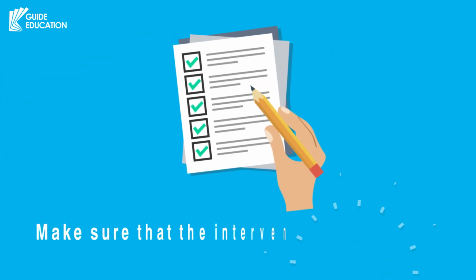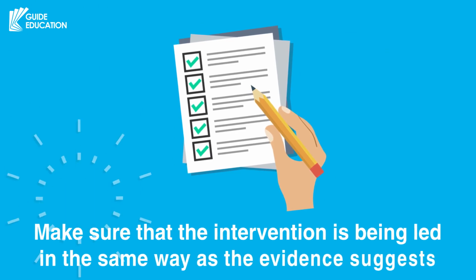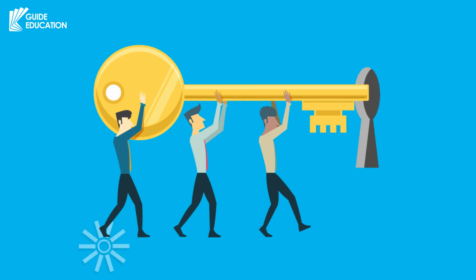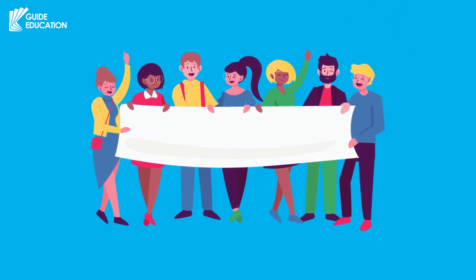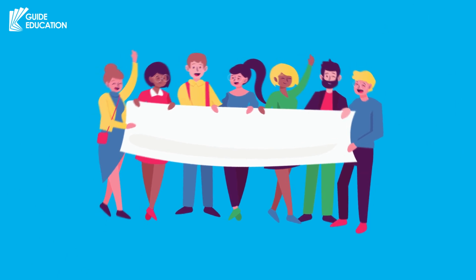Then you want to make sure that the intervention is being led the same way as the evidence suggests, or as close as possible within the restrictions of your timetable perhaps. So if it says this intervention needs to be done 3 times a week and you've booked it in just to be done once a week, then that is going to be problematic.